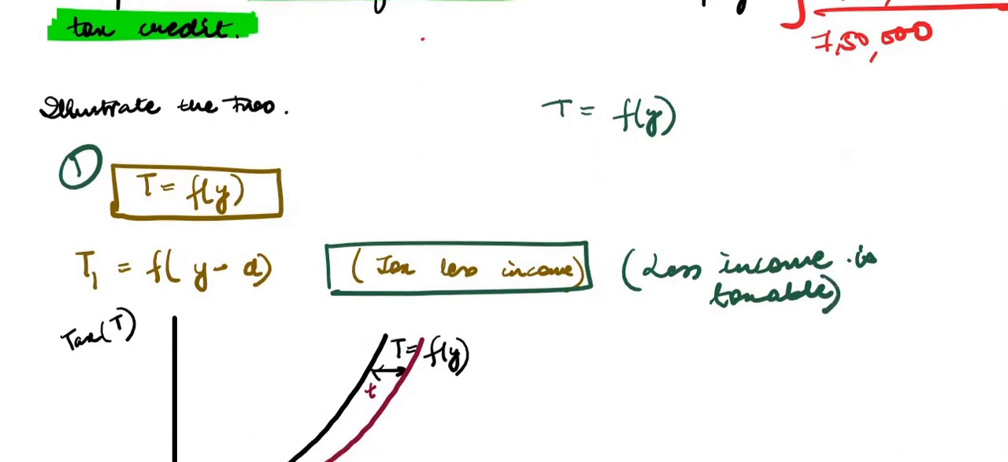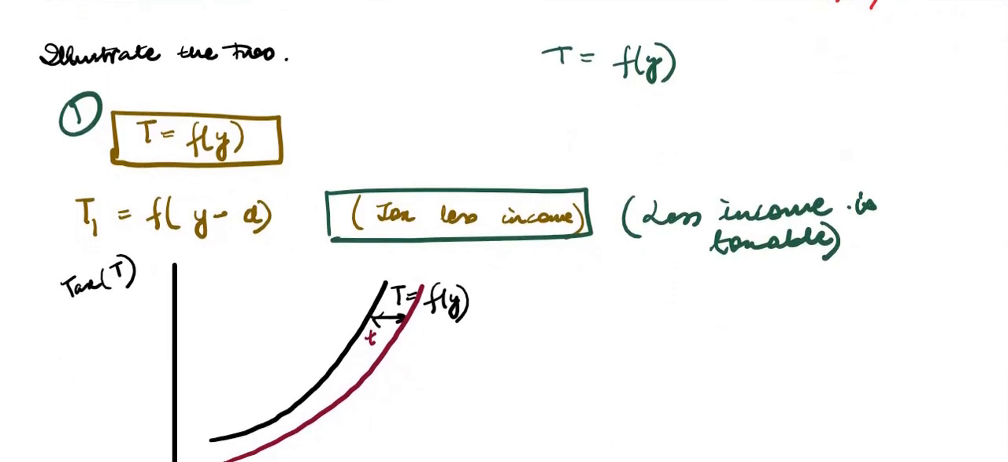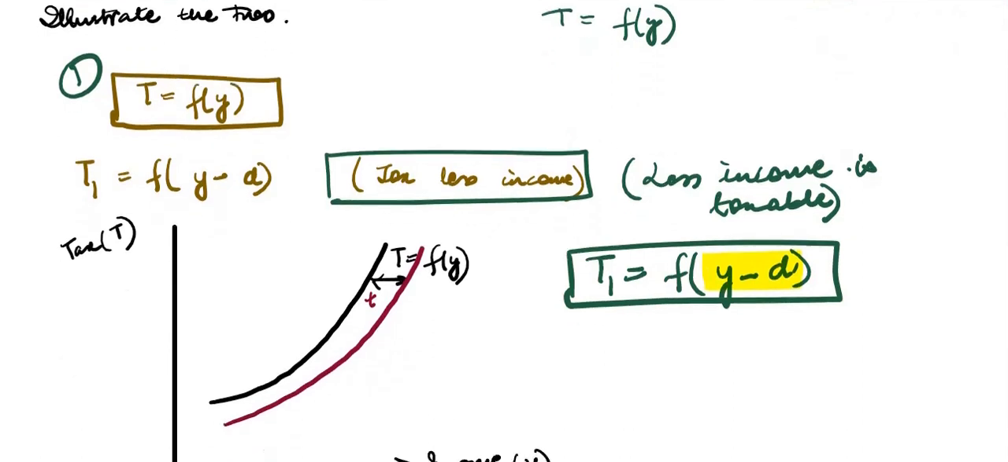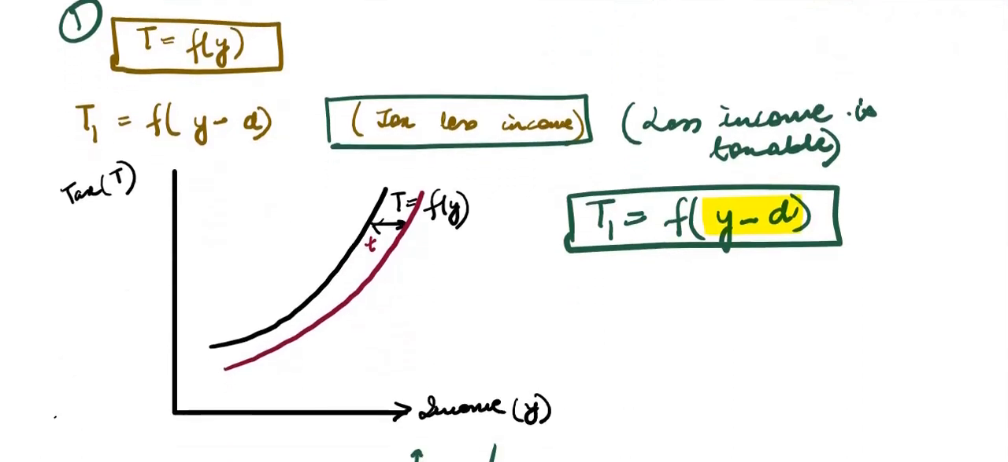Because less income is taxable, the tax that I am paying is a function of lesser income. And what is this lesser income? This lesser income is Y minus D. It is a function of less income. That's the first case. Now, in this case, the question is, how does my tax function look, how does it work?